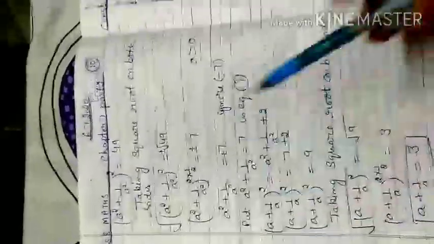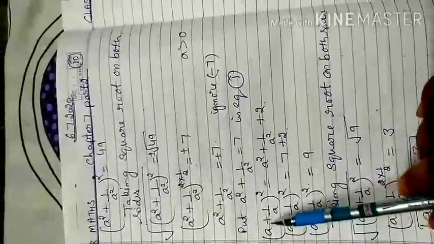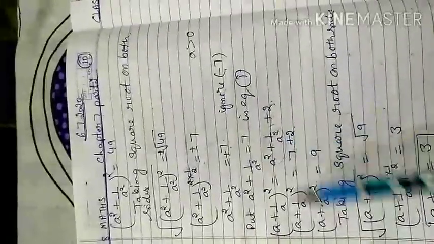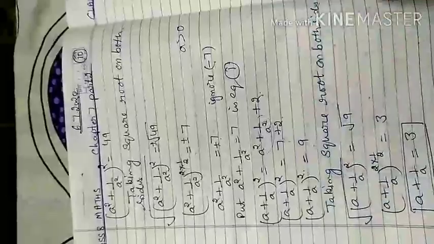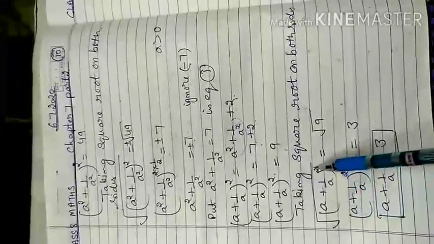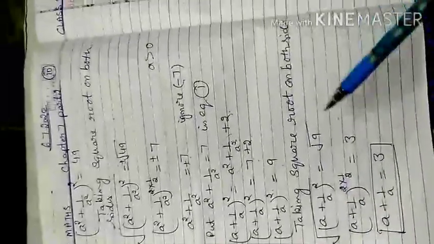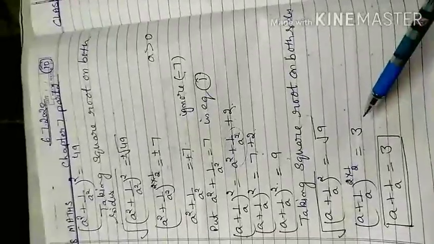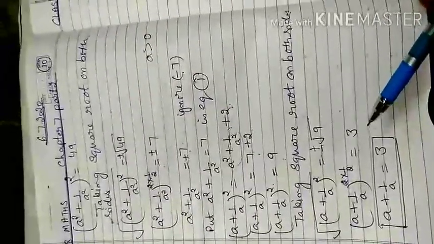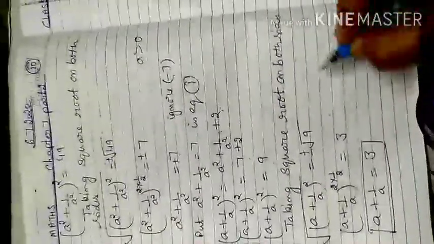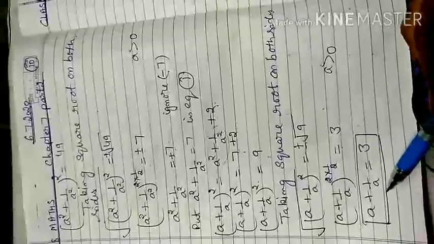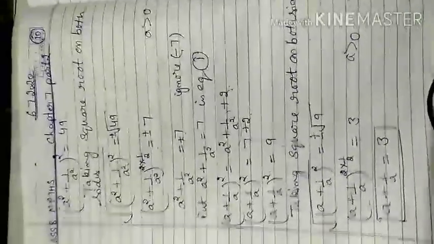So you have to put this value in my first equation, a plus 1 by a whole square equals a square plus 1 by a square plus 2. You have to substitute this value here. That is 7 plus 2 is 9. But I need the value of a plus 1 by a, not the whole square. So again we will take the square root. The square will be cancelled with the square root, and root 9 is 3. Again here I will take only the positive value because when we take the square root we always write positive and negative, but a should not be negative. a is greater than 0. So I take only the positive root of 9, which gives me 3. Then the value of a plus 1 by a is equal to 3. So that is my required answer.